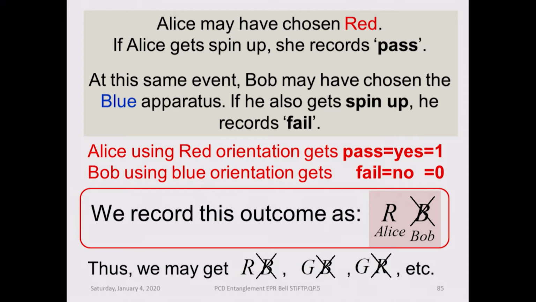Accordingly, we can get R B cross, which we have just discussed. We may get G B cross, which means that Alice has used green and she gets a pass, and Bob has used blue and he gets a fail, right. So, you may get RB cross, GB cross, GR cross and so on. So, these are the combinations that you can get, and this is how we will do the bookkeeping, right.